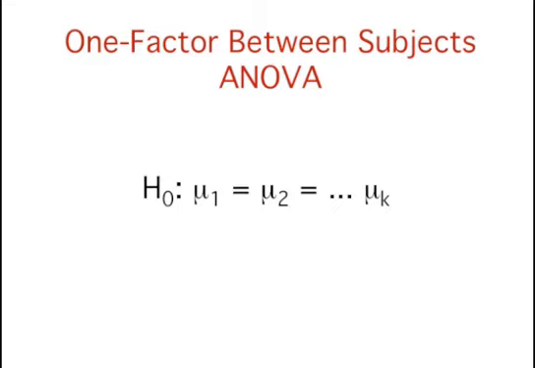This video shows how ANOVA can be used to analyze a one-factor between subjects design. The null hypothesis tested by ANOVA is that the population means for all conditions are the same. This can be expressed as H0: mu1 = mu2 = ... = mu k, where H0 is the null hypothesis and k is the number of conditions. If the null hypothesis is rejected, then it can be concluded that at least one of the population means is different from at least one other population mean.